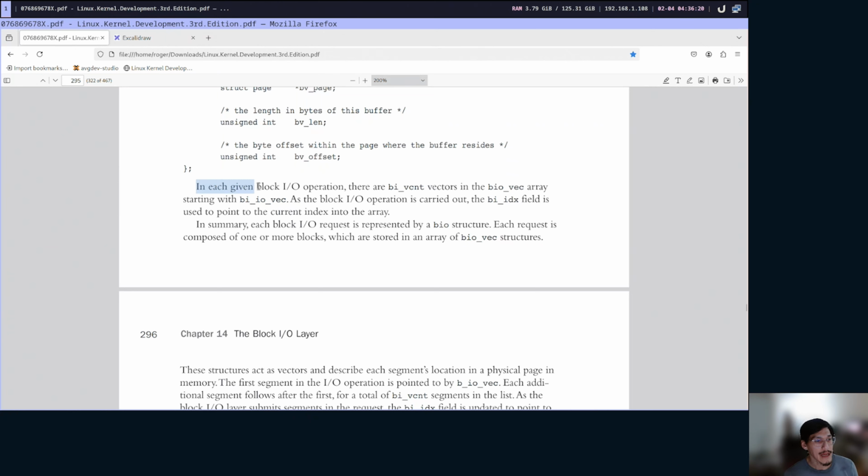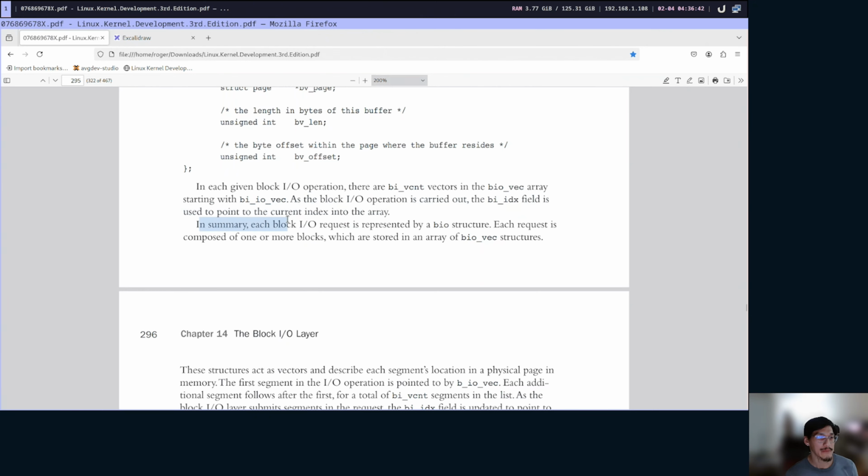In each given block I/O operation, there are bi_vcnt vectors in the bio_vec array, starting with the bi_io_vec. Okay? As the block I/O operation is carried out, the bi_idx field is used to point to the current index into the array.